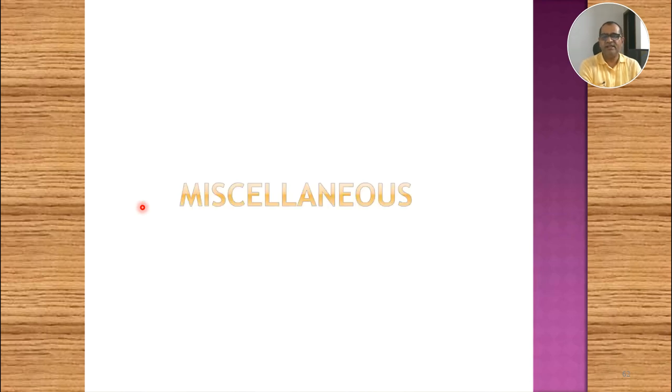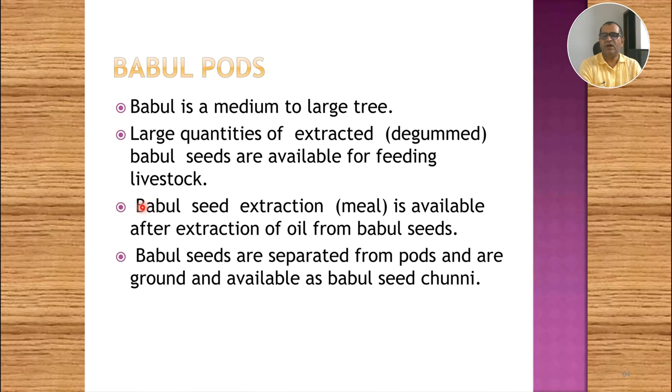And other miscellaneous sources are babul, which is a medium to large tree, and a large quantity of the extracted legumes can be used, especially for feed purposes. Then these are separated from the pods and are ground, available as babul feed tuni.